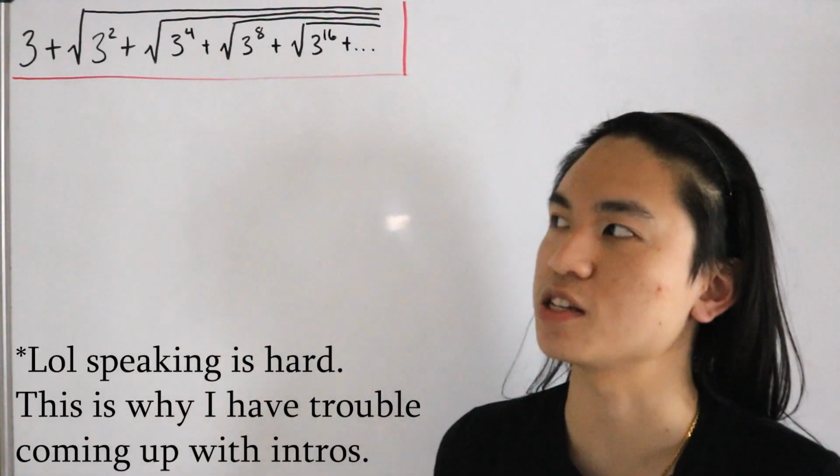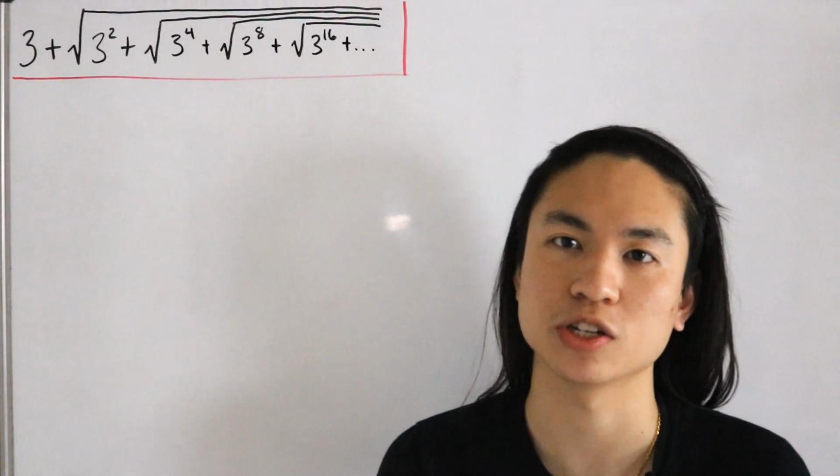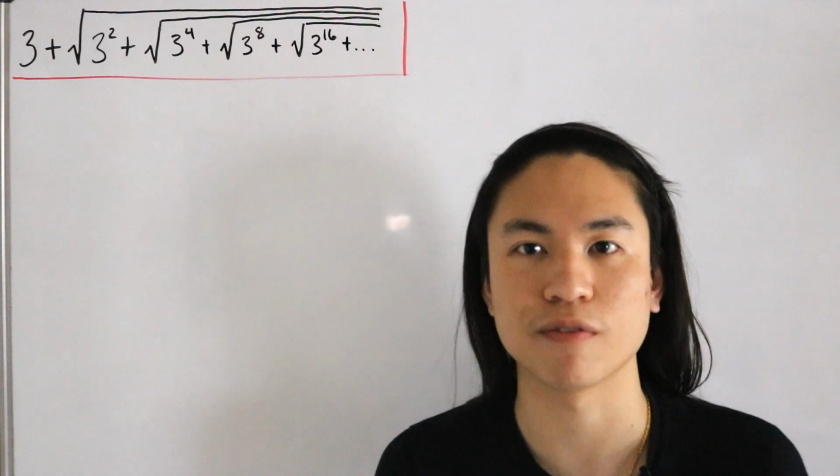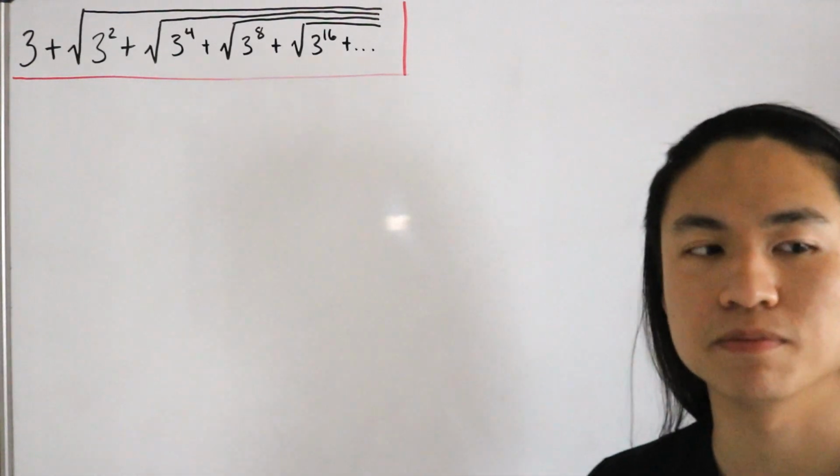The way you see this is that if we can create some sort of quadratic equation, then from there we can actually solve for the value of what we're trying to find. So let's actually just jump right in.